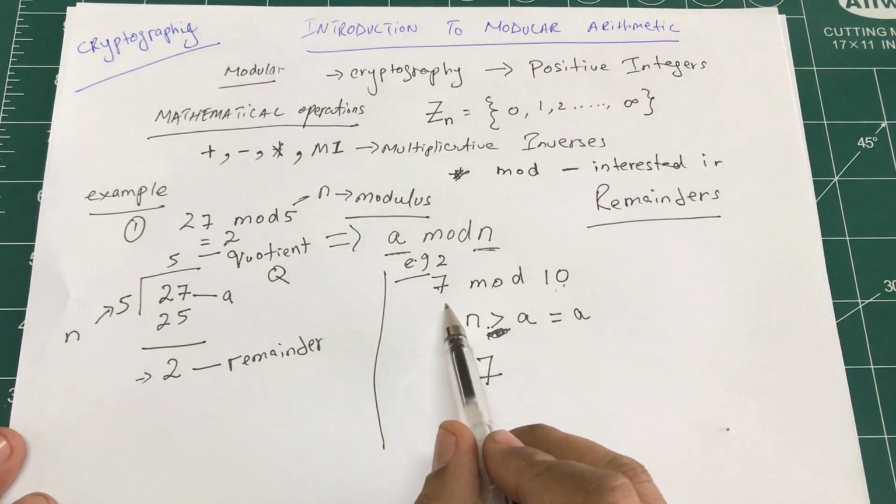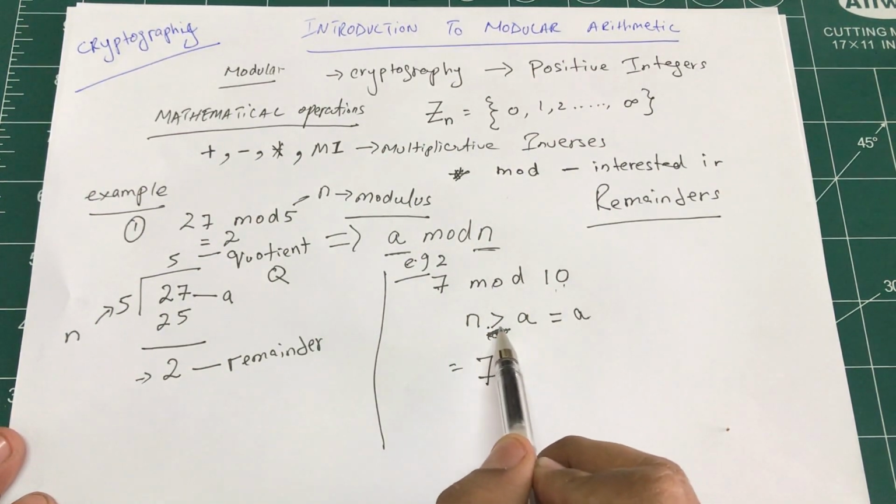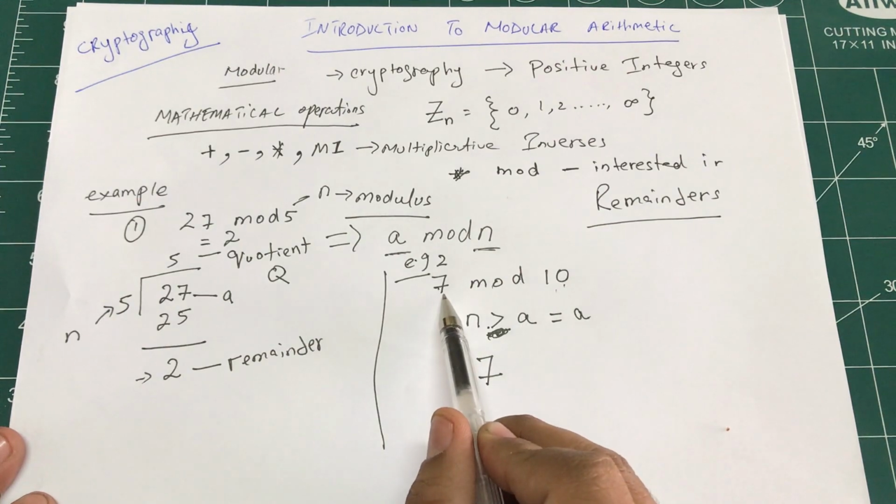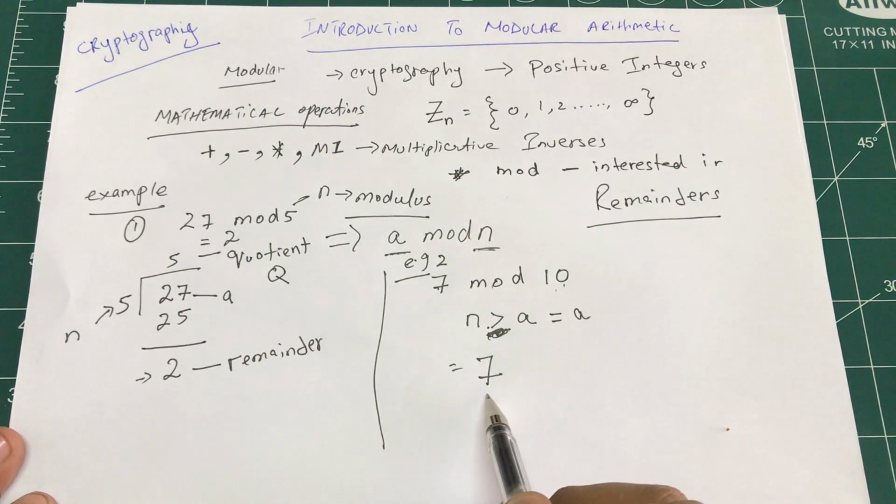I hope you got this. So when you have n, which is a modulus, which is greater than a, this number, you will get the same number back. That's it.